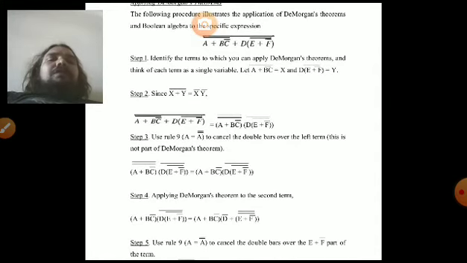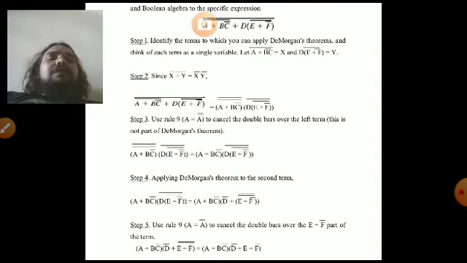Step 3: using rule 9, A double bar is equal to A, to cancel the double bar over the left terms. Hence, this is no part of De Morgan's theorems.